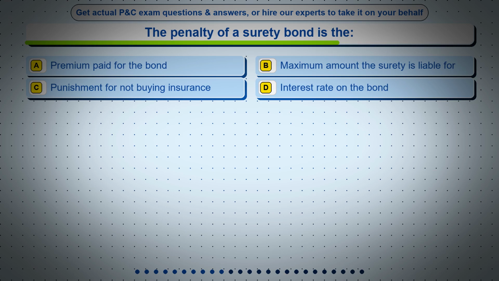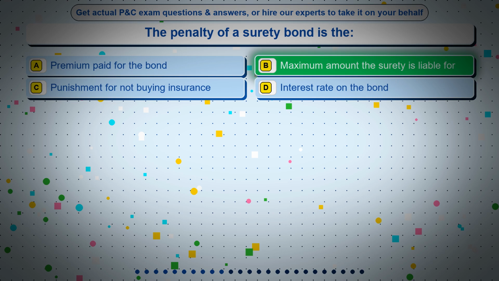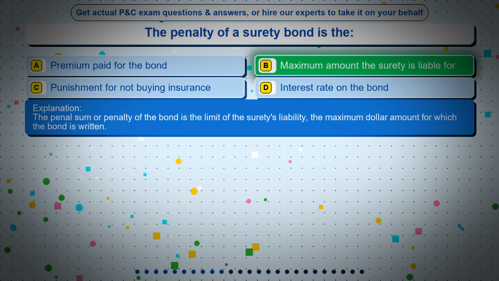Premium paid for the bond. Option B. Maximum amount the surety is liable for. Option C. Punishment for not buying insurance. Option D. Interest rate on the bond. The correct answer is option B. Maximum amount the surety is liable for. The penal sum or penalty of the bond is the limit of the surety's liability, the maximum dollar amount for which the bond is written.